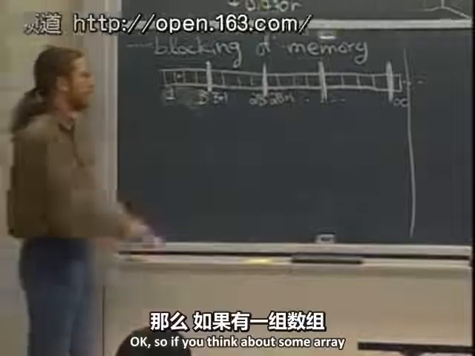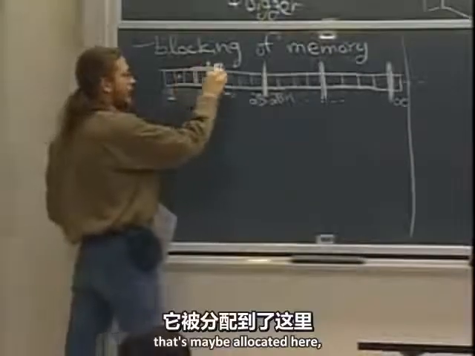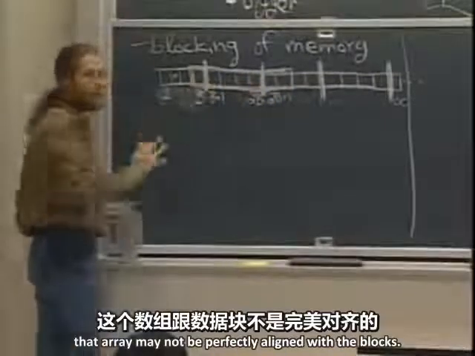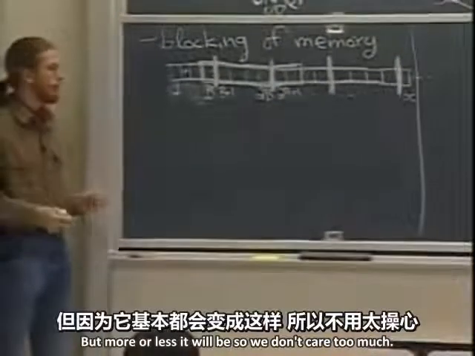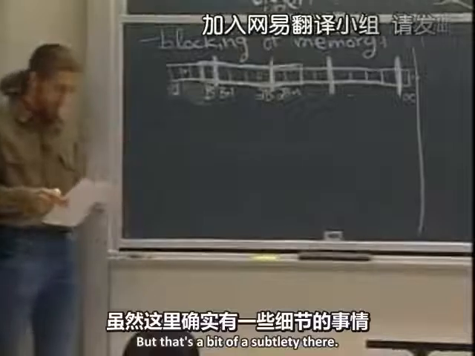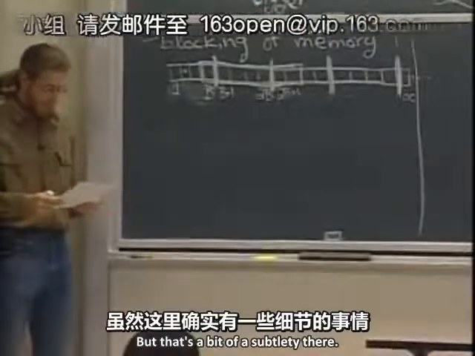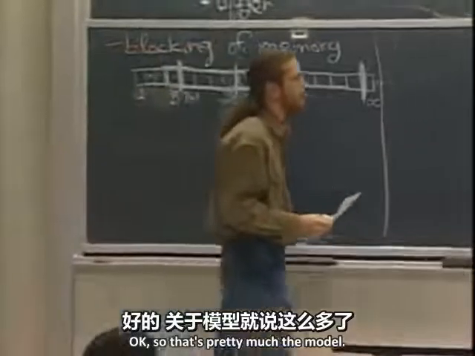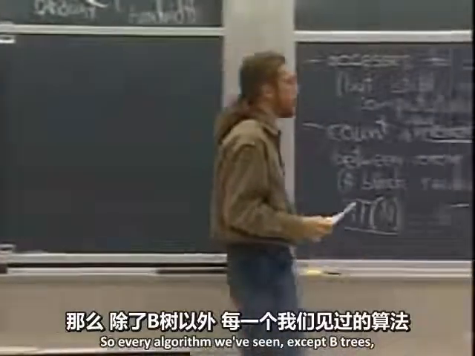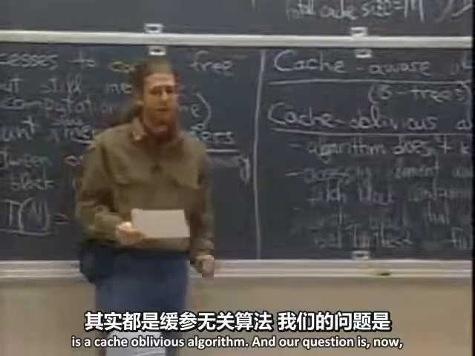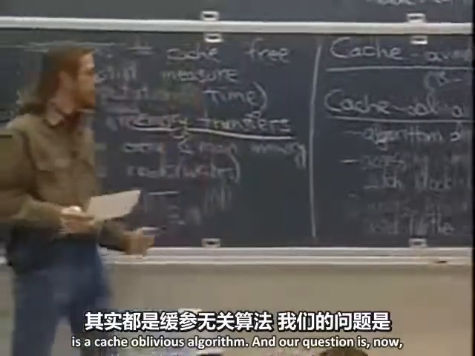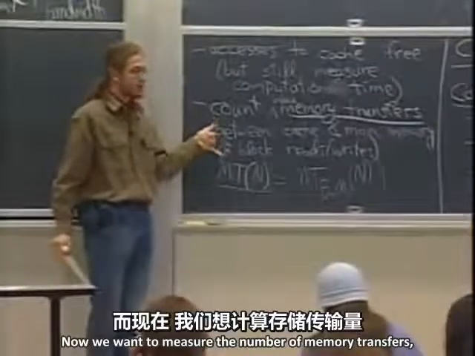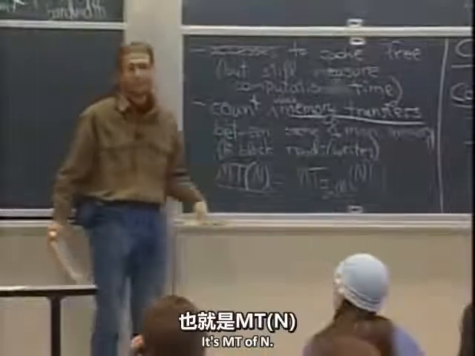So if you think about some array that's maybe allocated here, you have to keep in mind that that array may not be perfectly aligned with the blocks. But more or less it will be, so we don't care too much. But there's a bit of a subtlety there. That's pretty much the model. So every algorithm we've seen, except B-trees, is a cache-oblivious algorithm. And our question is now, we know how everything runs in terms of running time. Now we want to measure the number of memory transfers, this MT of n.